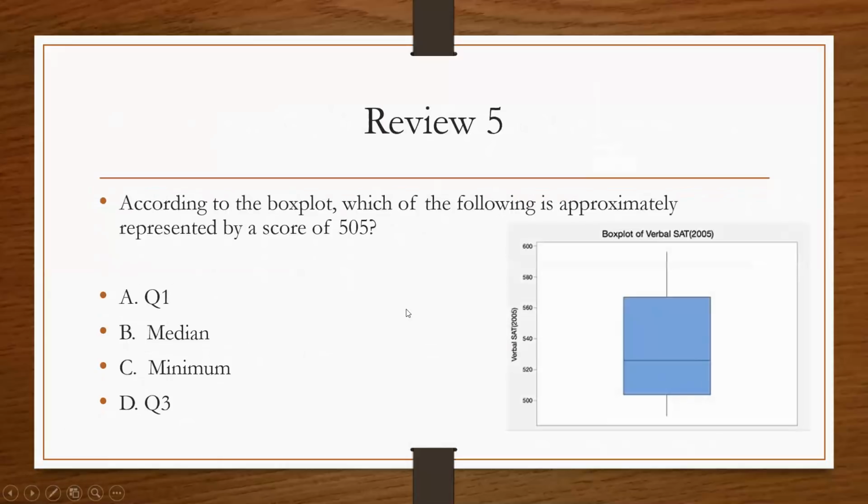All right, so review 5. According to the box plot, that's right there, which of the following is approximately represented by a score of 505? Is it the Q1, median, minimum, or Q3? I'll give you guys a little bit of time to look at it.